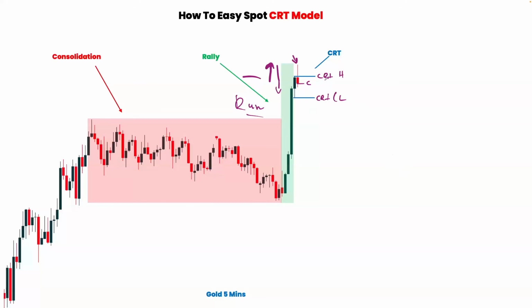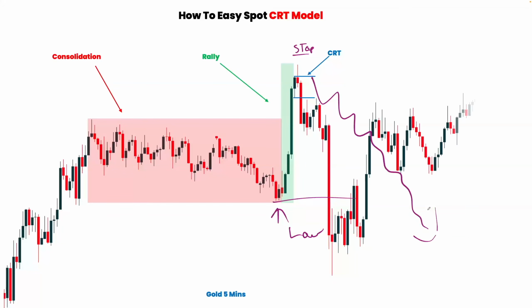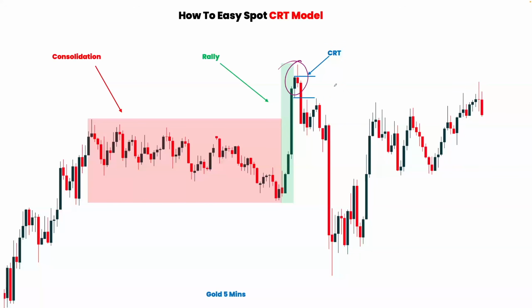So basically, if you want to trade this, you can just put a stop here and then maybe target this low here, because you don't have a proper low beside this low here. And then you can trade to the downside. Let's look at how the market behaved. And we can clearly see that the market just dropped after this candlestick.